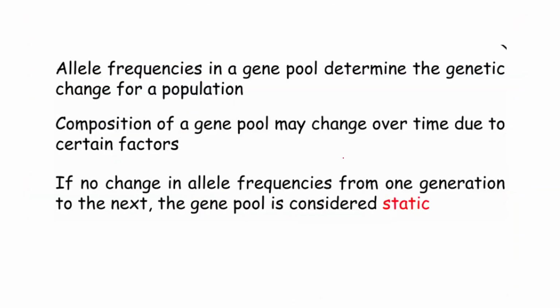So allelic frequency in a gene pool determines the genetic change for a population. It will determine how the genetic constitution is changing over time, which we can identify by calculating the allelic frequency. The composition of a gene pool may change over time due to certain factors, and if there is no change in the allelic frequency from one generation to the next generation, the gene pool is considered static, or in genetic equilibrium. Genes are in the equilibrium position, there is no change.